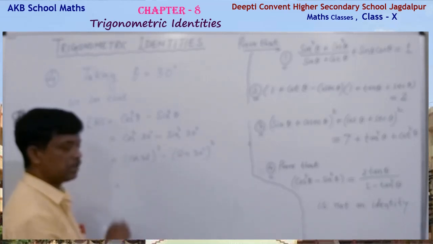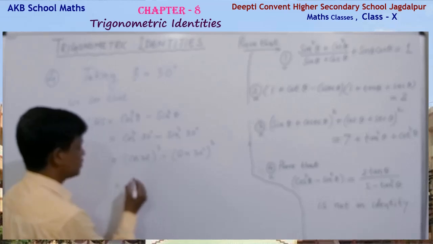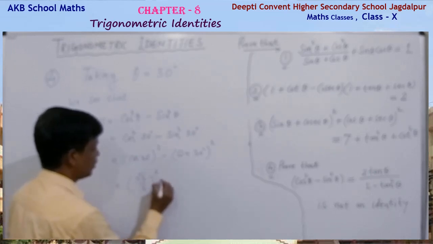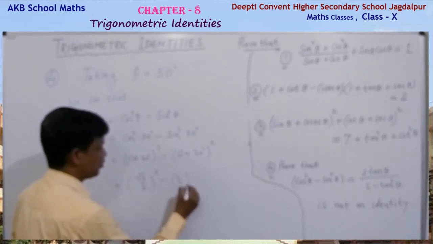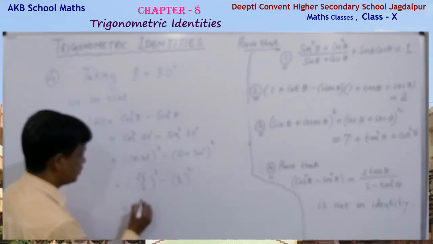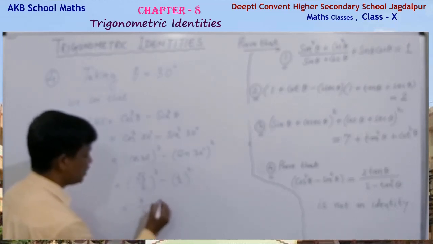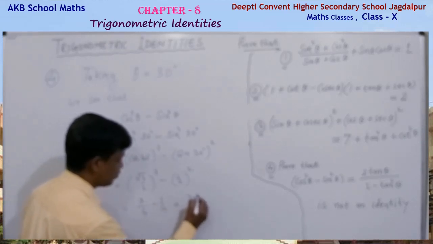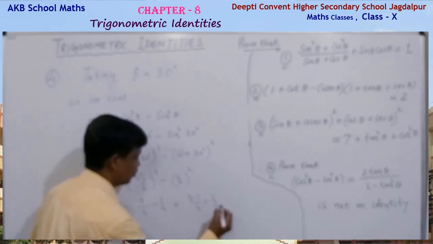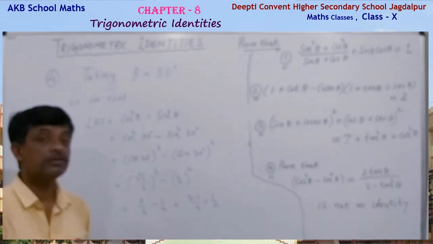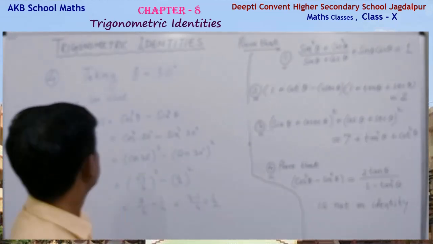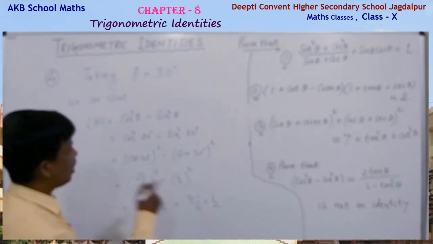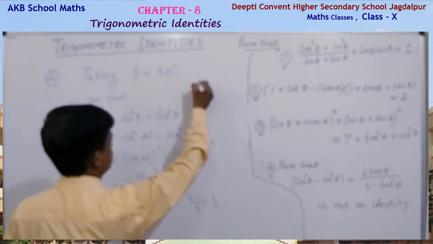We know cos 30 equals what? Cos 30 equals root 3 by 2, square, minus sin 30 means 1 by 2, square. So here squaring, 3 by 4 minus 1 by 4. So this is equal to what? 3 minus 1 upon 4 equals 1 upon 2. This is the left hand side for 30 degree angle. So taking theta equals 30 degree, we say that the left hand side equals half.